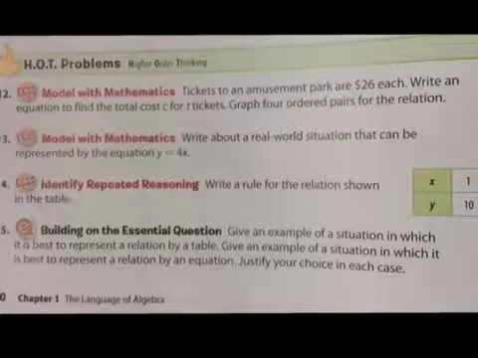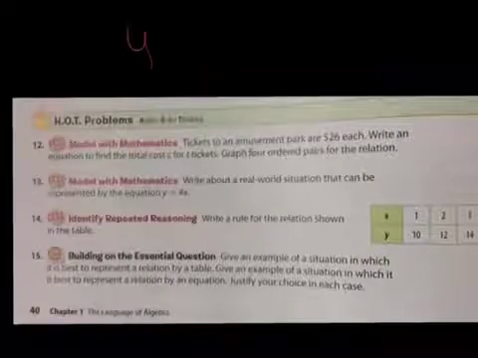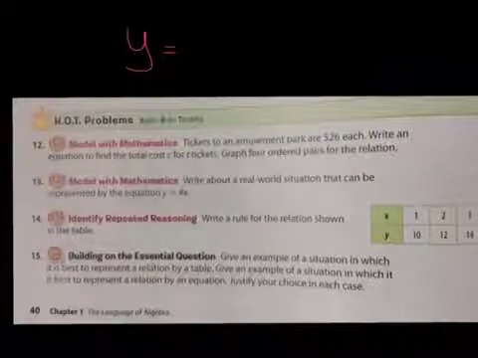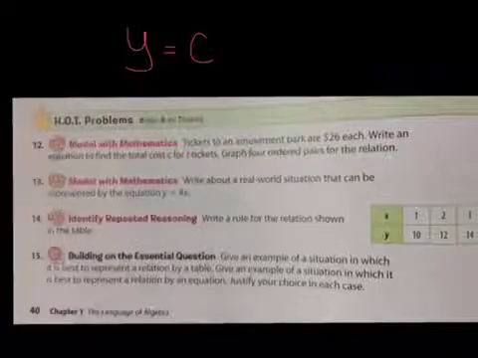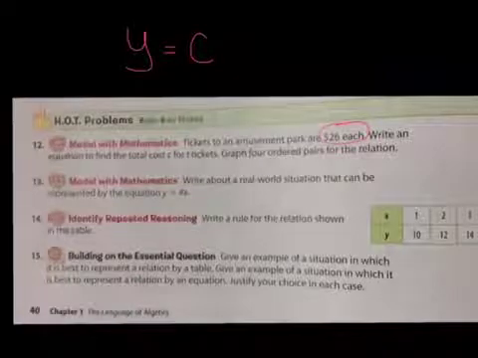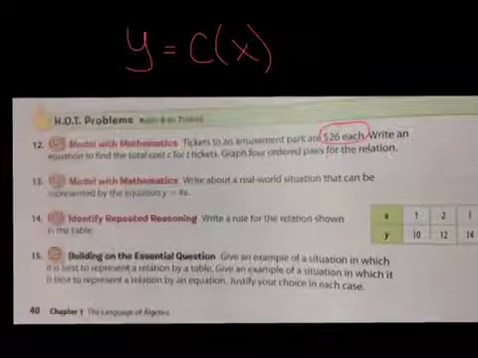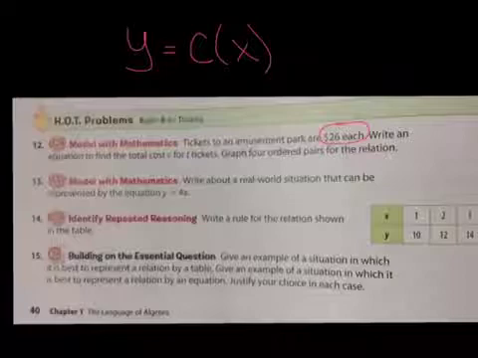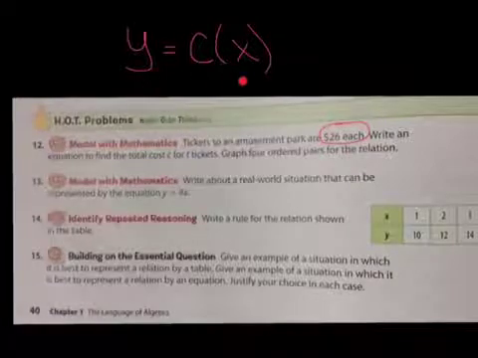Now, this is very similar to what we did in class, boys and girls. In class, we talked about Y being our range. Okay, it could be the prices, the weight, anything. And then we need to have our constant, and the constant, I'm going to replace it with the C, which is the number. Here we're given a constant of $26 each for the amusement park, times the number of tickets, right? That will give us our domain and our range, right there.